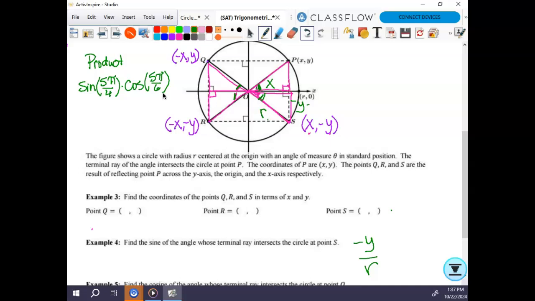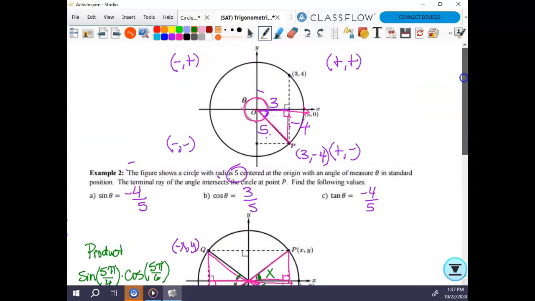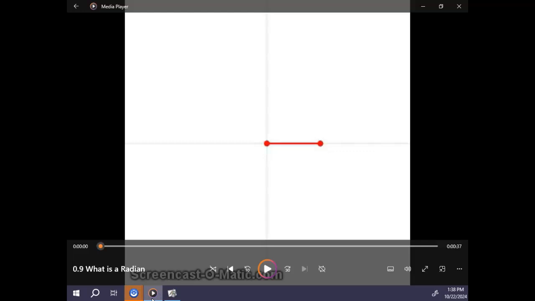But I do want to go back up here. We are going to talk a little bit about radians, because again, that is something that is in geometry. You probably didn't do a whole lot with it, but there's something that you could be asked to do.